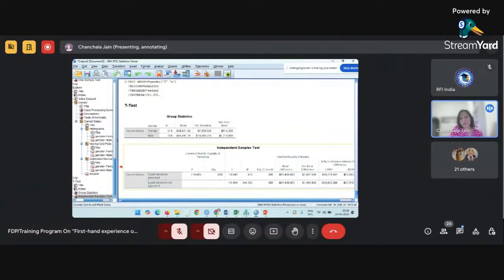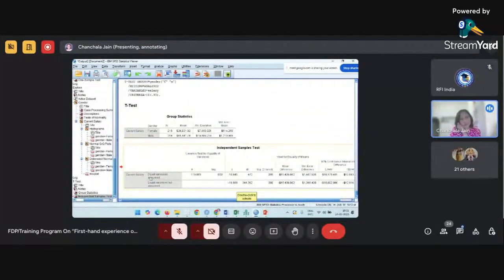So when I talk about this table, you can find after the current salary, it is written equal variances assumed, and then the second section is mentioned as equal variances not assumed. It means even if your Levene's test, that is homogeneity of variances, is not met by the data, even then you can proceed for the t-test. The two sections are coming. So equality of variance is not there.